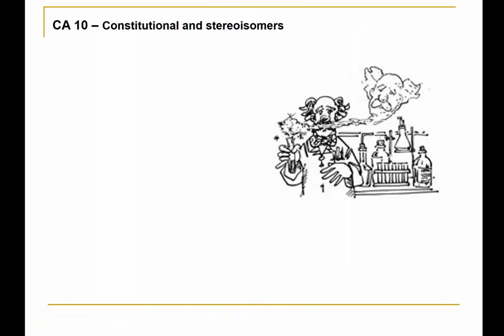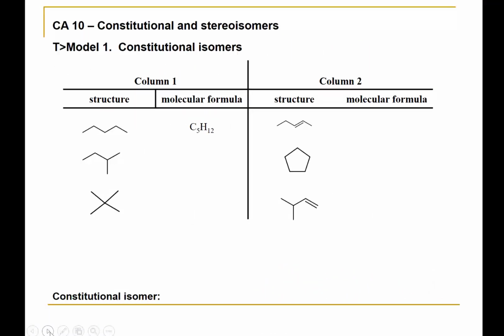In the Chem Activity number 10 and the corresponding videos, we will review and extend your understanding of constitutional and stereoisomers. Let us start by looking at teaching model number 1. In teaching model number 1, you're asked to complete the charts or the columns by writing in the missing molecular formulas in both columns.